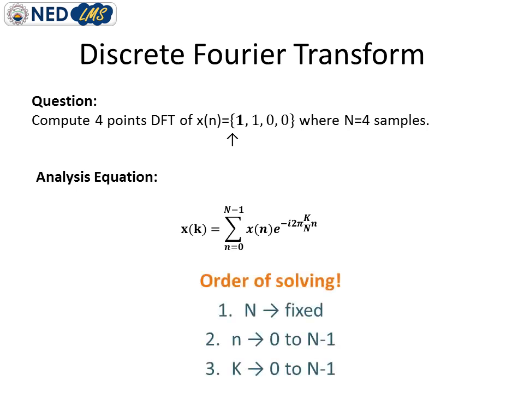So in this example we are proceeding with the conventional equation of DFT. You can see that the analysis equation is given to you, and the order of solving this equation is, first you have to fix the capital N, which is the number of samples or the number of points for which you are computing DFT. Then for the small n you have to vary it from 0 to n minus 1, and the third step is to vary k from 0 to n minus 1. So these three steps or order of solving are the same as we learned in the previous techniques.